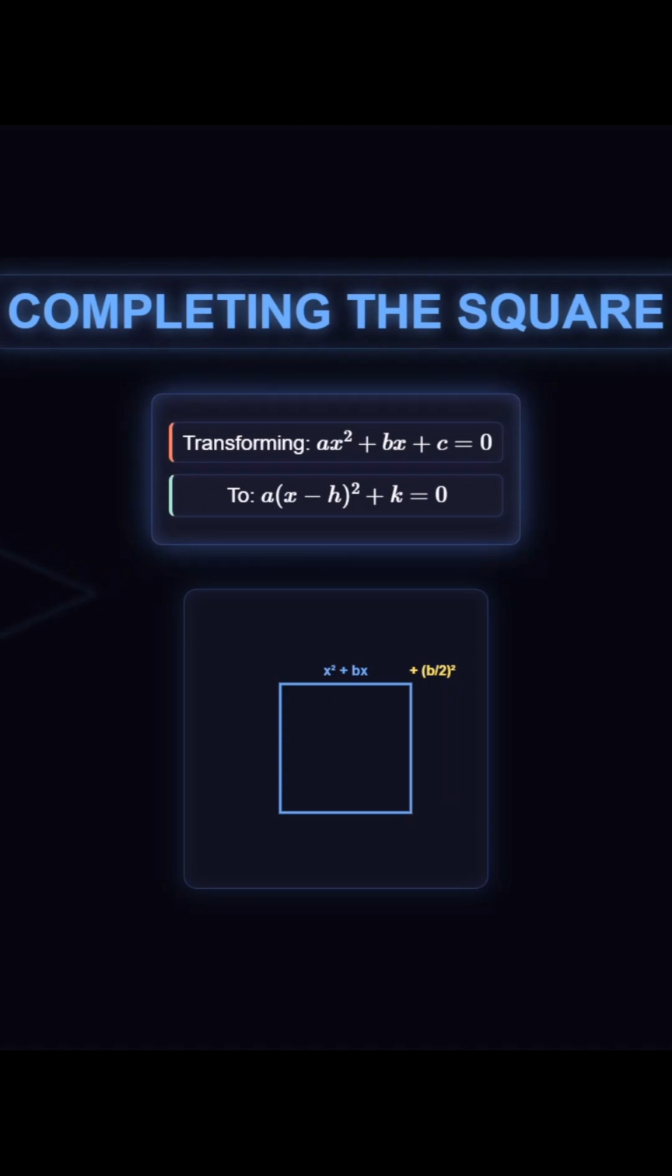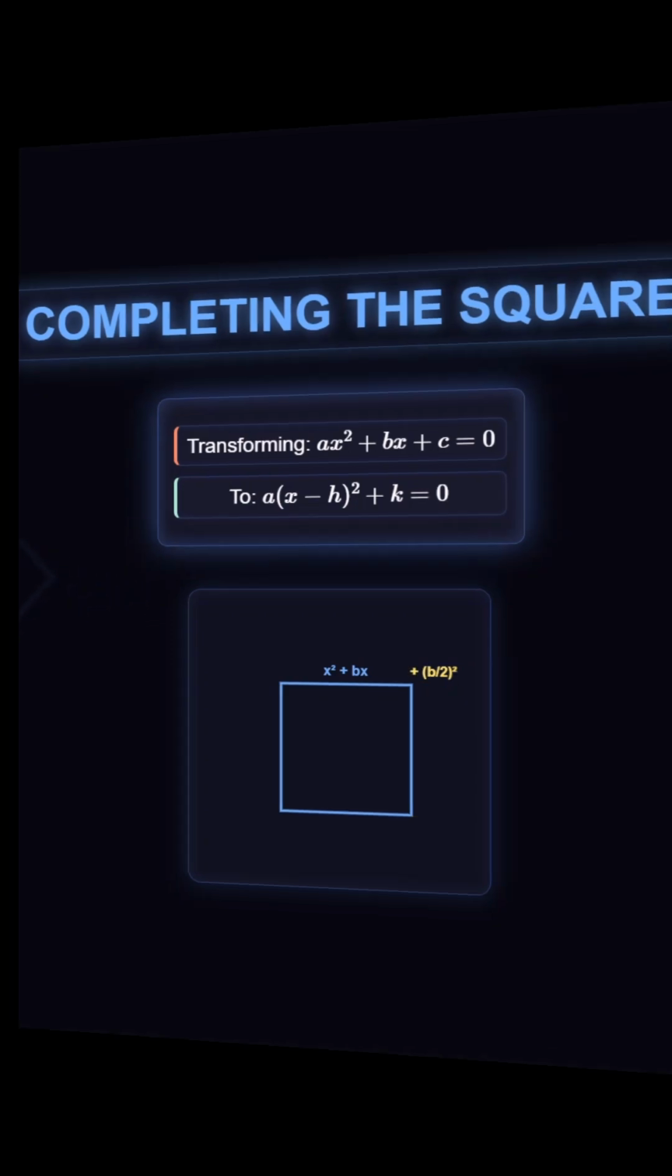Completing the square is the method behind the formula. We transform ax squared plus bx plus c equals 0 into a(x minus h) squared plus k equals 0 form. This geometric approach shows why the formula works and provides insight into the parabola structure.